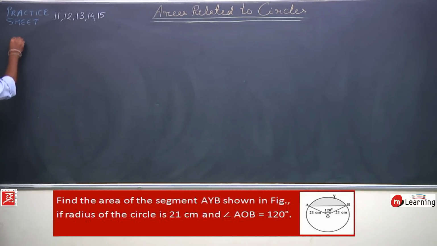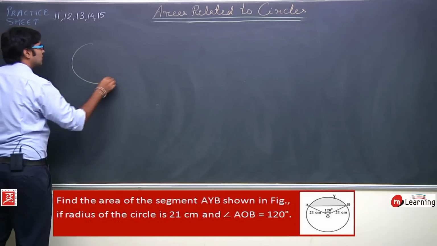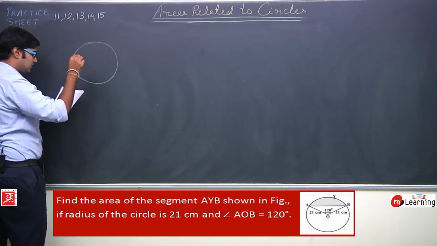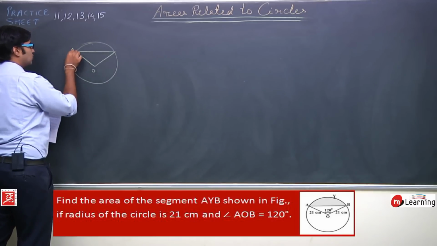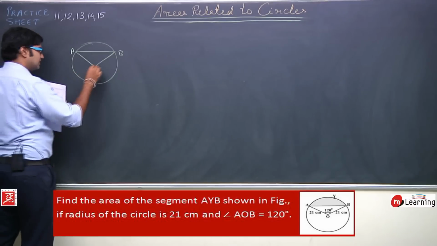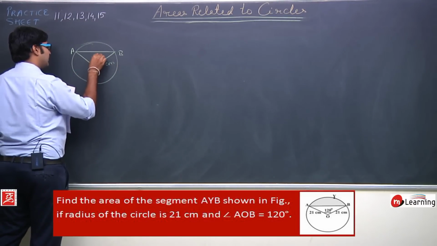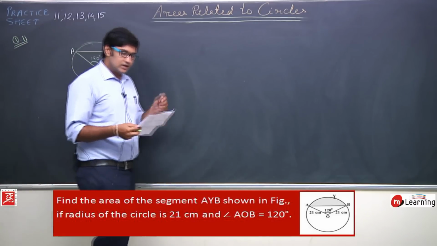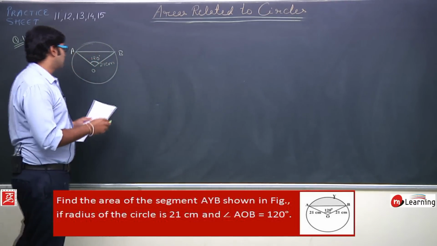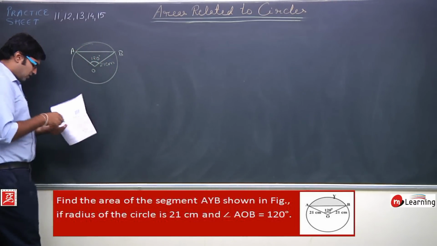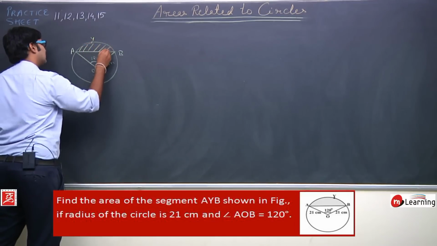Okay, so question number 11 says, in this figure, this is AB is a chord and OA and OB are the radius. Radius is 21 centimeters and this angle is 120 degrees. Now, I need to calculate the area of this segment. This is Y. I need to calculate the area of this segment.